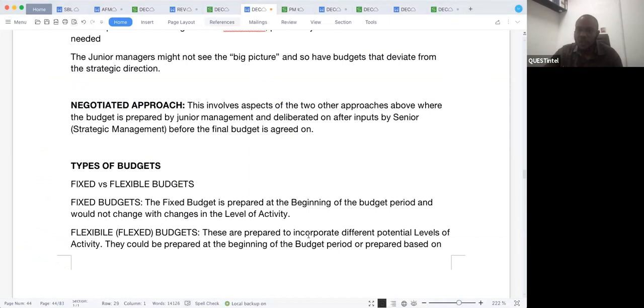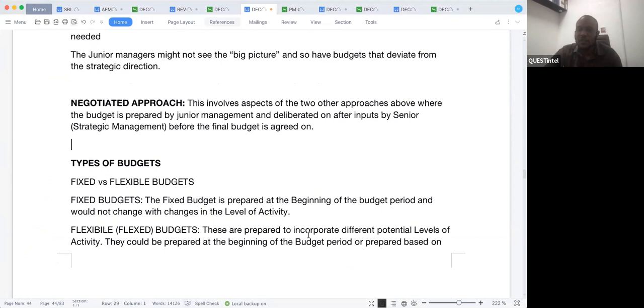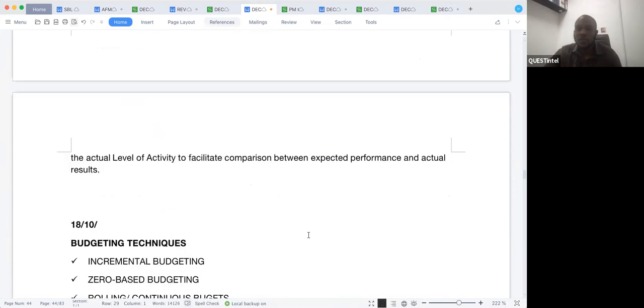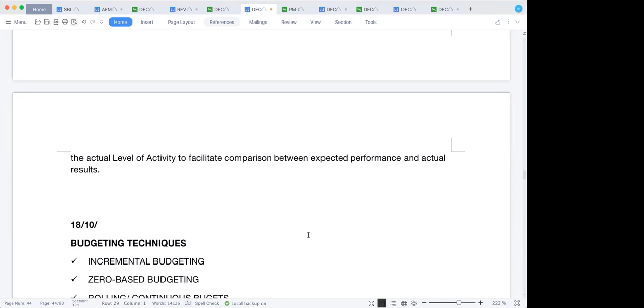So flexible budgets are prepared to incorporate different potential levels of activity. They could be prepared at the beginning of a period or prepared based on the actual performance, so based on the actual level of activity, to facilitate comparison between the budget and the result. It will be baseless for you to compare the actual and the fixed budget when the two don't have the same basis, where they have different levels of activity. Why you flex a budget is for you to get a level of activity that mirrors the level of activity of the actual performance, so that you can actually compare like with like. Does this make sense? Yes. All right.